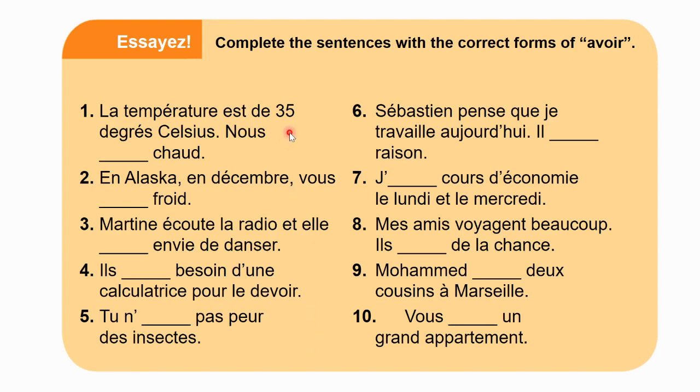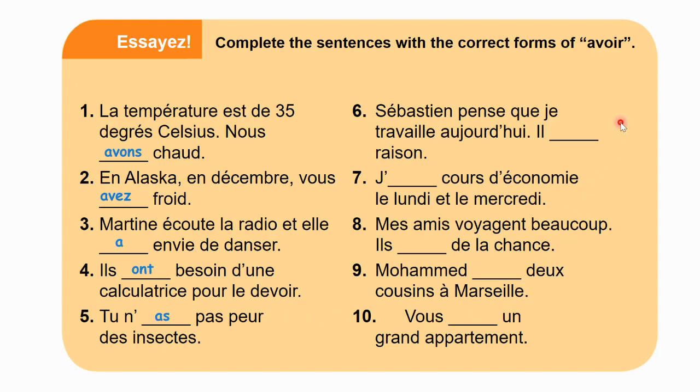All right, the first one. La température est de 35 degrés Celsius. Nous avons chaud. En Alaska, en décembre, vous avez froid. Martine écoute la radio et elle a envie de danser. She wants to dance. Ils ont besoin d'une calculatrice pour le devoir. They need a calculator for their homework. Tu n'as pas peur des insectes.